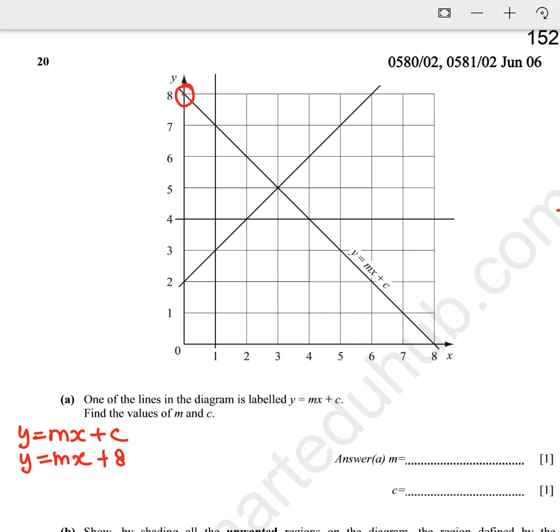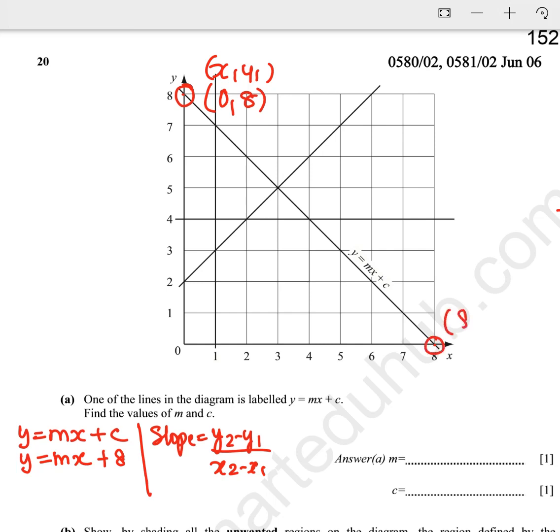m is the slope. Now you know that slope is equal to y2 minus y1 divided by x2 minus x1. So now let's select our 2 points. We can take this point 0, 8 as our x1, y1. Remember, anything can be taken as x1, y1, and this point here, 8, 0, as x2, y2. So now if I substitute, I will get y2 minus y1, so 0 minus 8, divided by x2 minus x1, that is 8 minus 0.